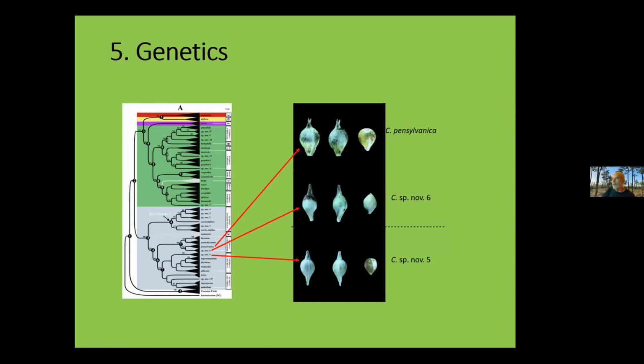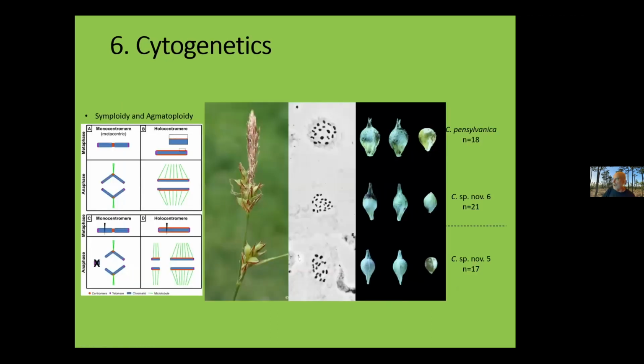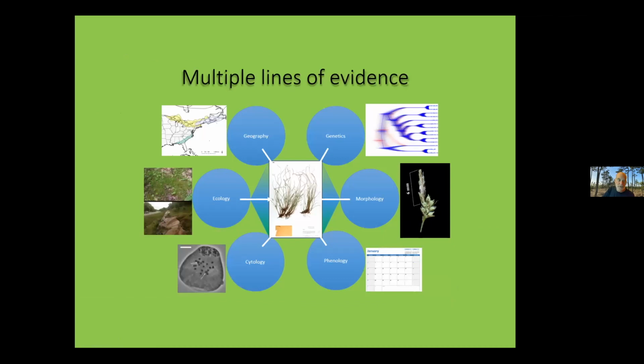And genetics, DNA analyses, looking at phylogenies. So here we have Carex pennsylvanica and two things that had been previously lumped into pennsylvanica. They come out separately in genetics, they come out separately in morphology, and they also have different chromosome numbers, N equals 18, N equals 21, and N equals 17, as well as different habitats. So different geography, different habitats, different chromosome numbers, different genetic lineages from DNA analyses. So bringing together all of these multiple lines of evidence gives us a new synthesis of taxonomy that enables us to better understand the true diversity that is around us.